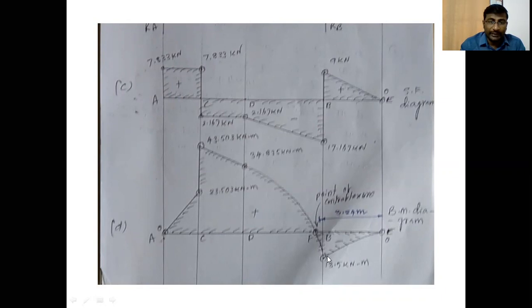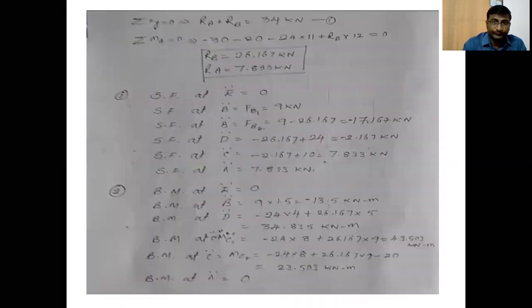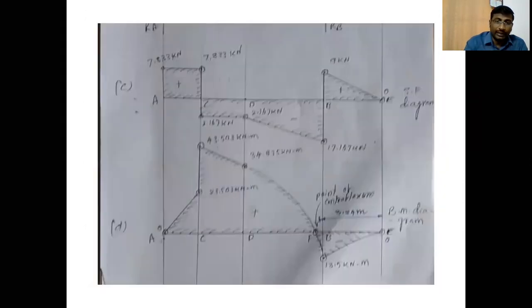And what is the bending moment at point D? The bending moment at point D is 34.835 kilonewton meter, which is positive. So locate 34.835 kilonewton meter on the positive side of the baseline at point D, above the baseline, while 13.5 is below the baseline. Locate the point somewhere else.